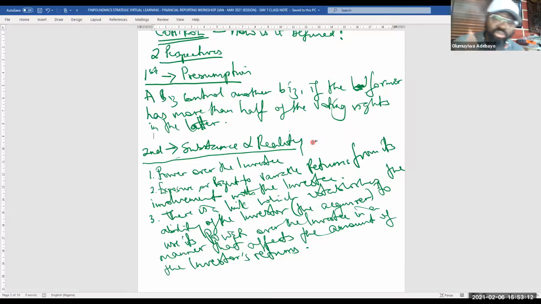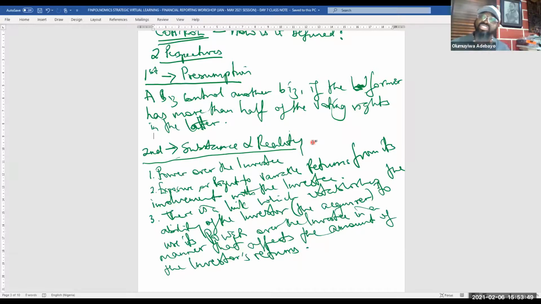And that is why, as we move on, you will reach a time where we are going to establish the fact that situations exist where you might not have up to half of a voting right as a business, but you control other businesses with less than half. And a situation also exists, as we move on, where you have more than half of the voting rights, but you fail to possess control over the other. And we're going to see that as we move on.